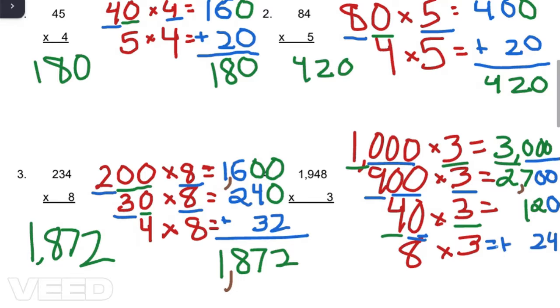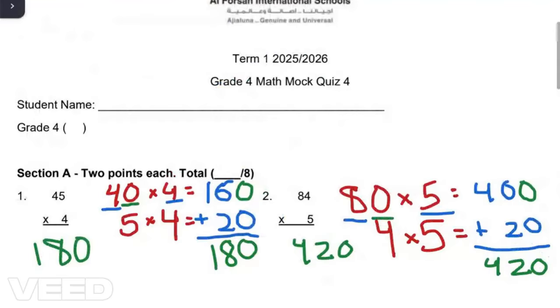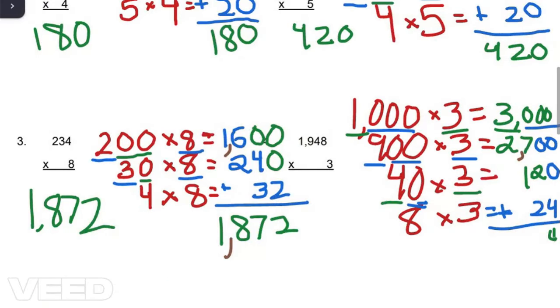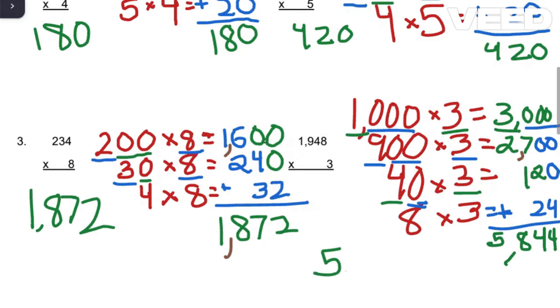Now I'm going to add these numbers to get our final answer. Okay, 0 plus 0 plus 0 is nothing, plus 4 gives me 4. So I'll put 4 here. Oops, scrolled down by accident. Okay, 0 plus 0 plus 2 is also 4. 7 plus 1 is 8. And 3 plus 2 is 5. So our answer to 1,948 times 3 is 5,844. Oops, let me correct that. 44.